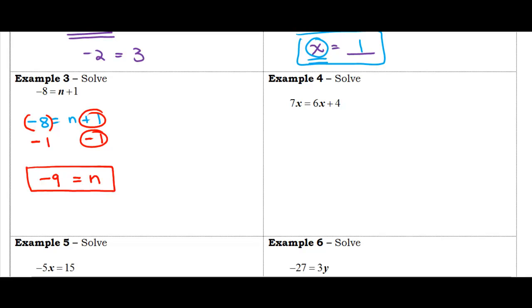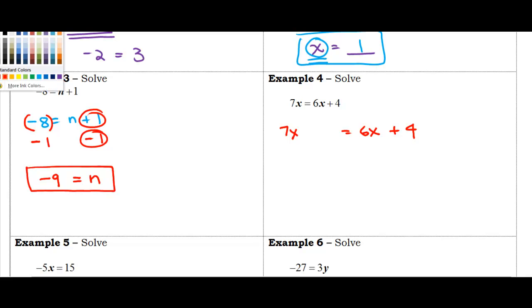Now, here I have a small problem. I have the variable on both sides of the equation. What's my goal? Isolate it on one side. Isolate it on one side. Now, to deal with this, yes, you have to work with both sides. So, here's the idea. What if I say, let's get the variable on one side?